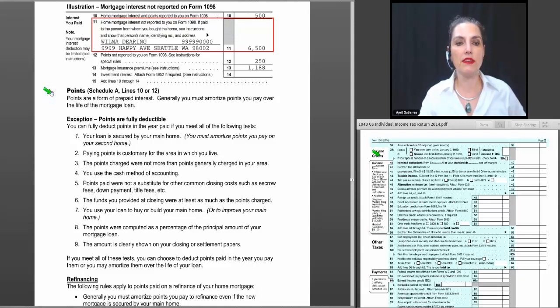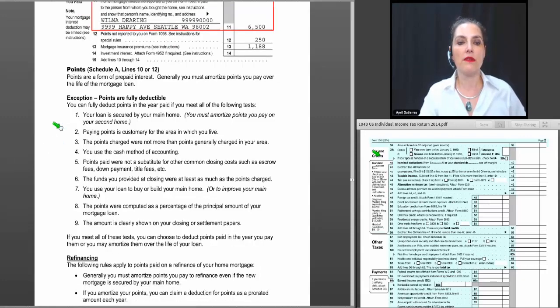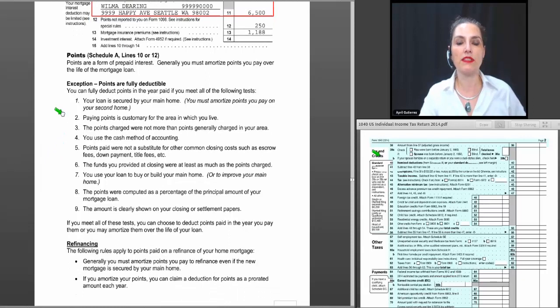Points can be entered on either lines 10 or 12 of Schedule A, and points are a form of prepaid interest. Generally, you must amortize points you pay over the life of the loan. There is an exception, though, where points can be fully deductible in the year paid if you meet the following tests. Your loan is secured by your main home.